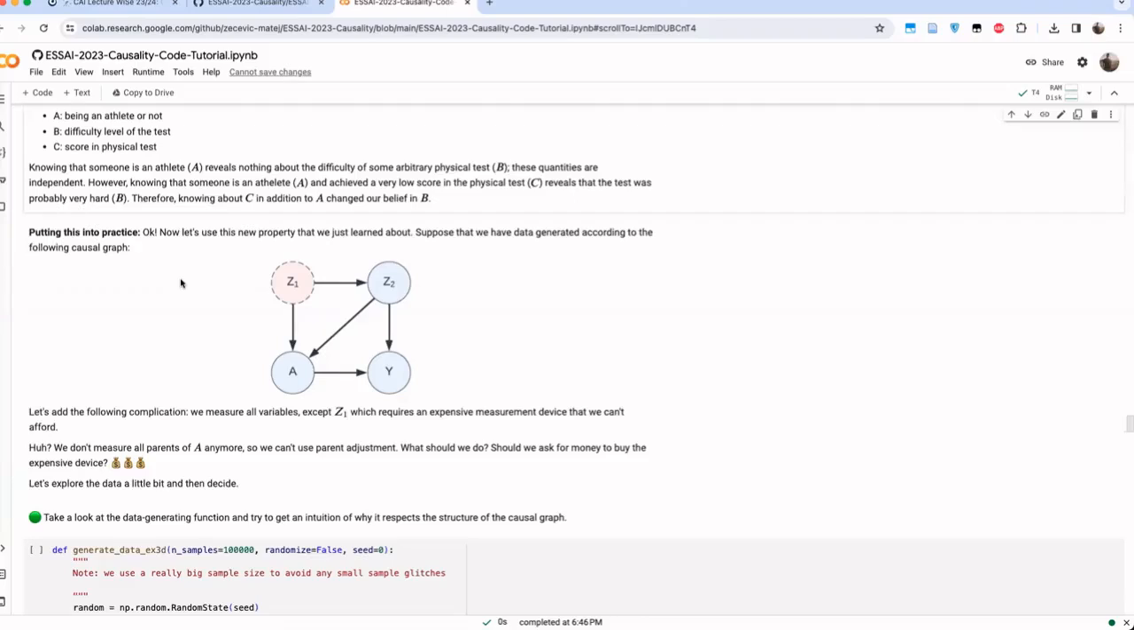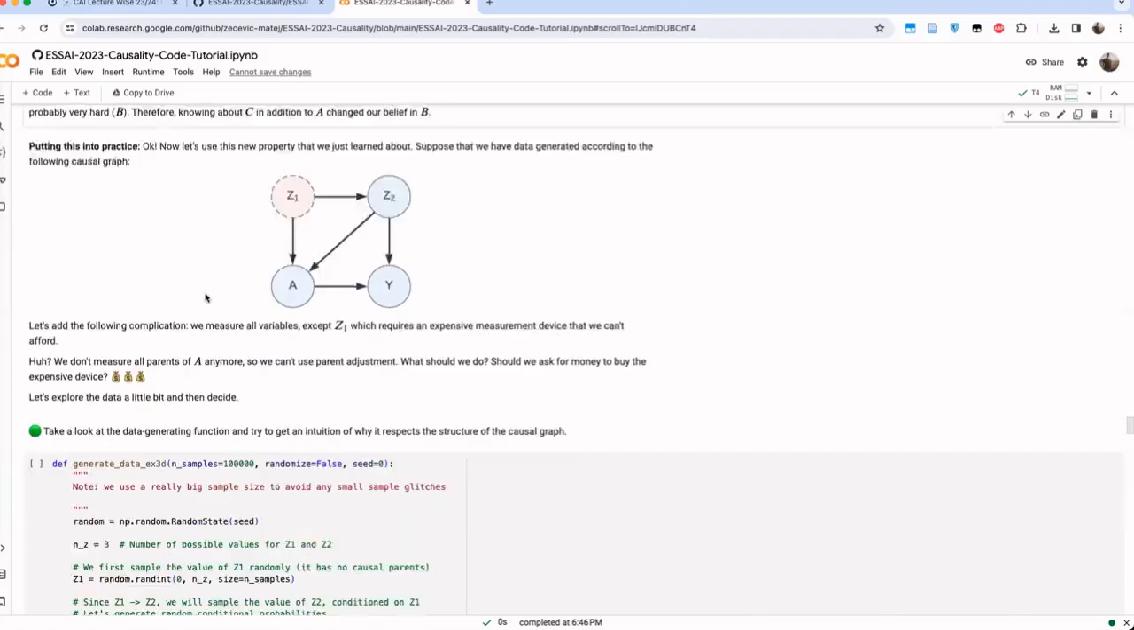The reason for this could be plenty. We are just saying that Z1 requires an expensive measurement device. Say it's some biological process which costs so much money to measure that you can just not measure it. You actually know it's there, but you cannot measure it. So the structure is like this, but you can never collect data on that. So what can we do? Should we ask for the money to buy this expensive device and measure it?